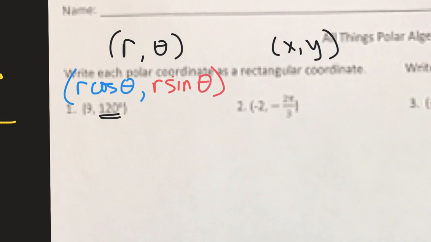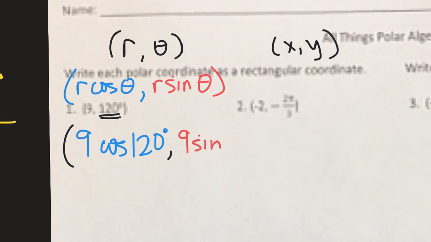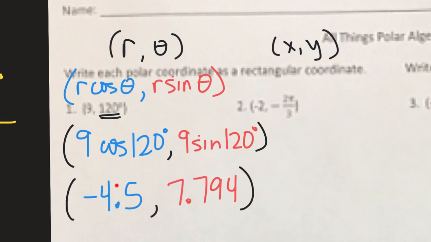And we're going to put this into the calculator using the correct mode. All right? So our radius is 9 and our angle is 120 degrees, which means in our calculator we have to have it in degree mode. And then the y value is 9 times the sine of 120 degrees. Okay, so put your calculator in degree mode, and this is going to be your answer. A negative x value, because we're in the second quadrant, so x should be negative, and a positive y value, because we're in the second quadrant, and y should be positive.